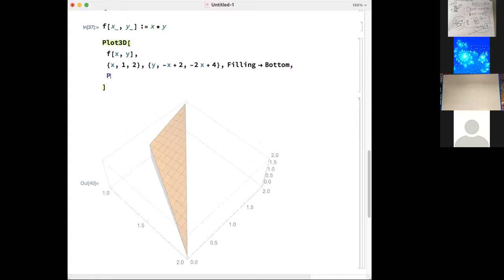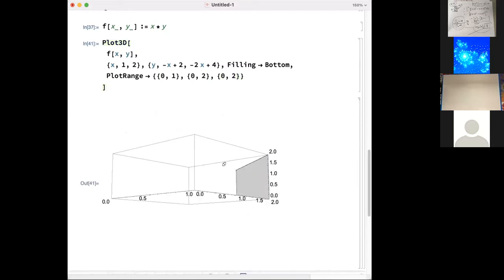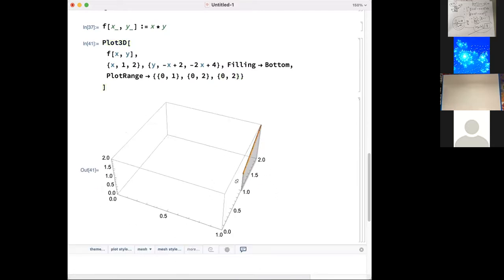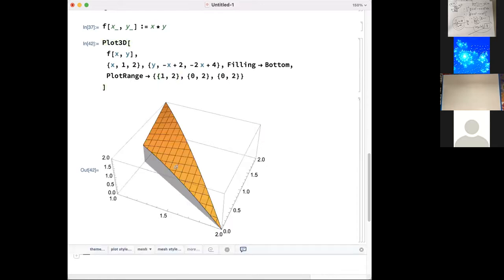So plot range equals, and the x went from 0 to 1, and the y went from 0 to 2 overall. And the z goes from 0 to 2 apparently. Let's see what that looks like. Oops, I did something terrible. So where is my x was from 1 to 2, sorry. There we go, now I got my thing back.